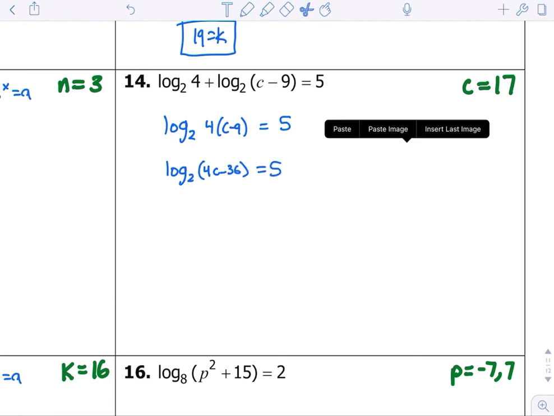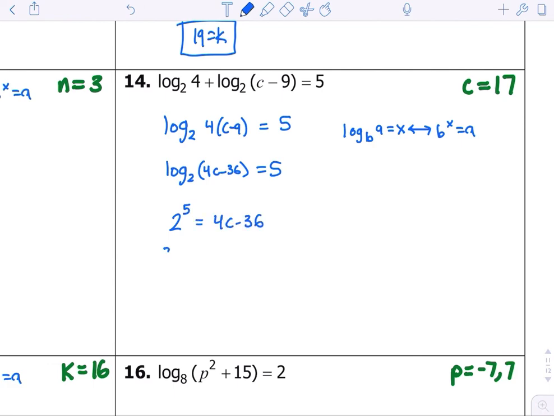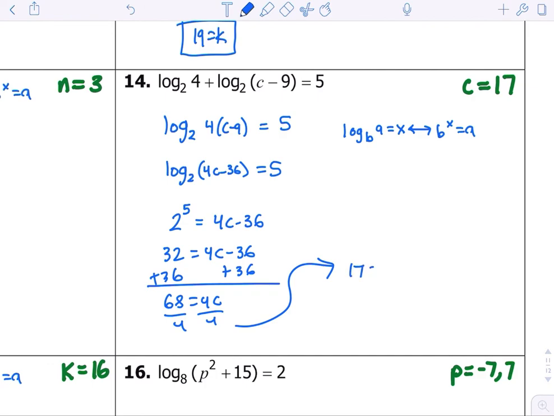And now we have log form right now, and we're going to change it to be exponential. So 2 to the 5th is equal to 4c minus 36. 32 is equal to 4c minus 36. Add 36 to both sides. 68 is equal to 4c. Divide both sides by 4. 17 is going to equal c.